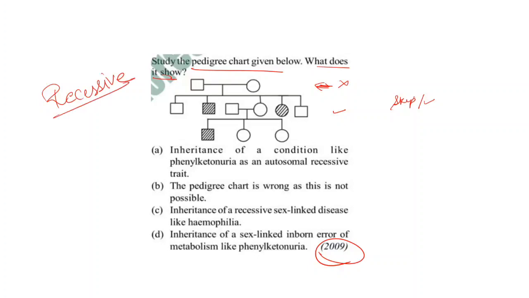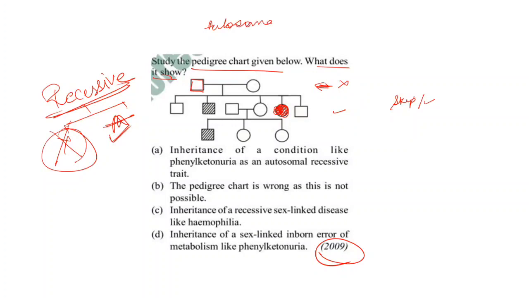Now either it will be X-linked or autosomal. Let's apply X-linked first. I have said that if the daughter is affected, then it is a compulsion that her dad must be affected. But this is not the condition. So X-linked recessive is not there. It is autosomal. This condition is autosomal recessive.